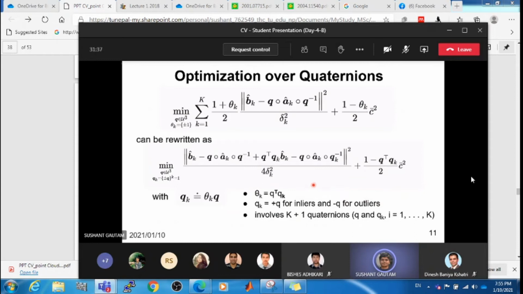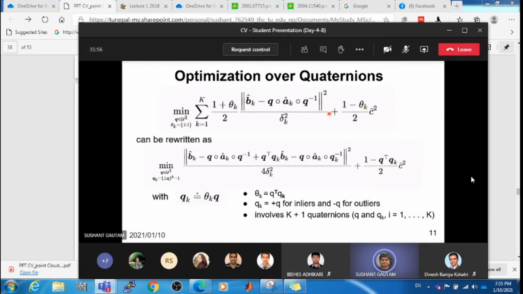Our ultimate goal now is to solve for a single rotation that is transformed as a quaternion here, and k number of indicators, theta k. That is +1 for inlier and -1 for outlier. You can imagine the situation is every point relying on the same rotation with varying motion distributions. This is actually very non-convex and hard to solve.